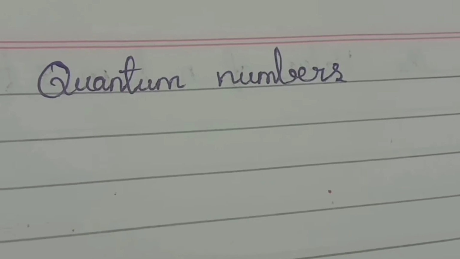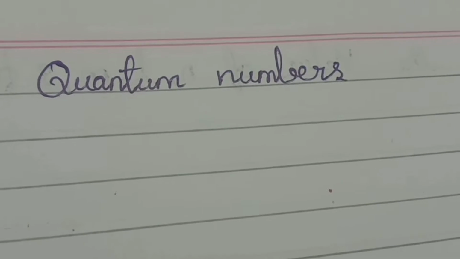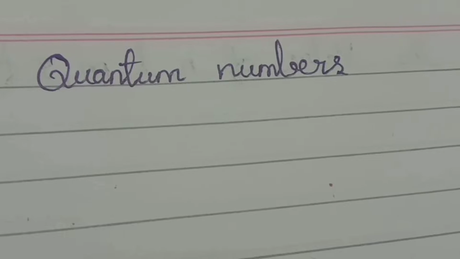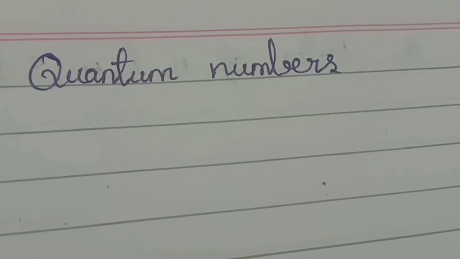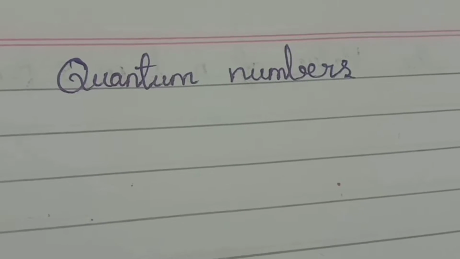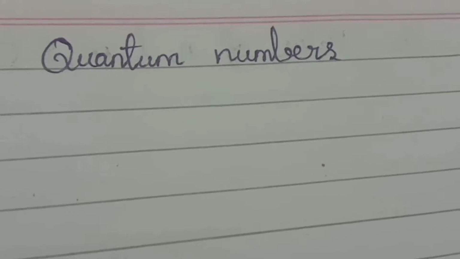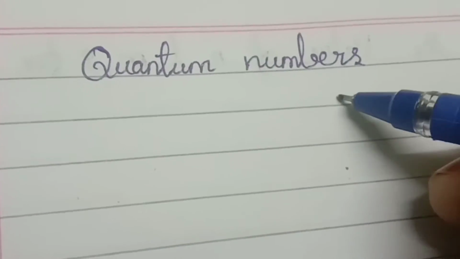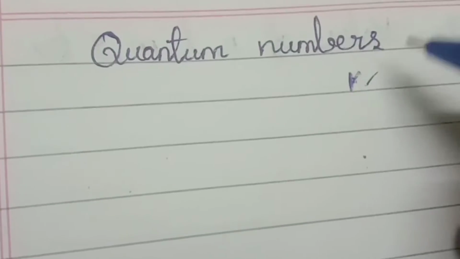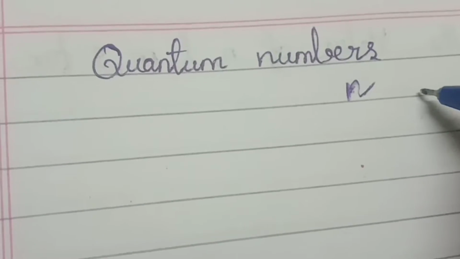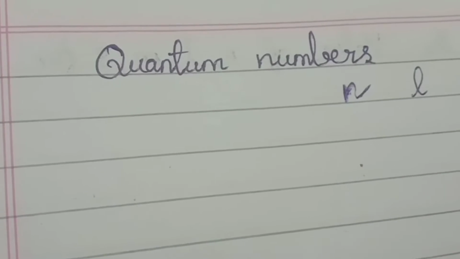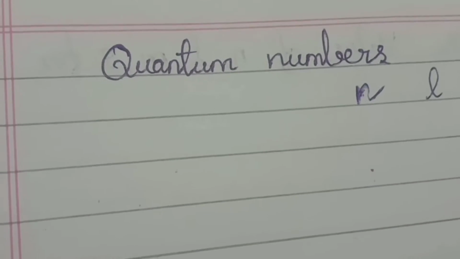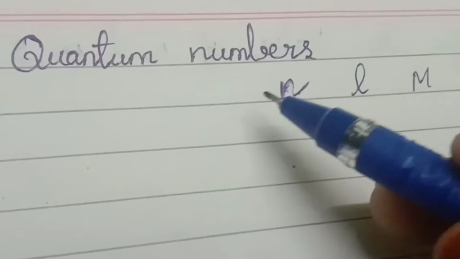Hi guys, in the previous video I told you about the quantum numbers and types, and the formula for the principal quantum number and azimuthal quantum number, and how to calculate the quantum number values. The principal quantum number's symbol is N, the azimuthal quantum number is L, then magnetic M, and spin quantum number S.